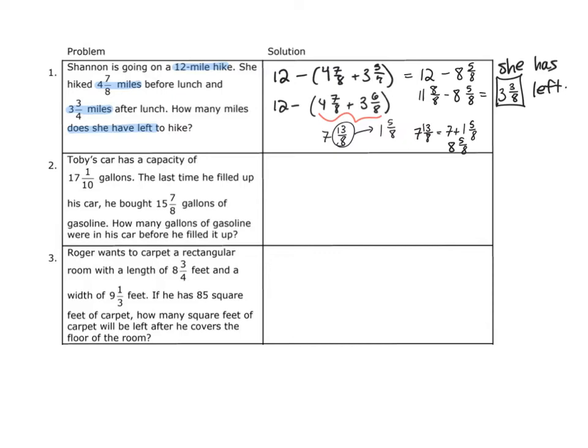So this next one talks about Toby's car. It says that Toby's car has a capacity of 17 1/10 gallons. The last time he filled up his car, he bought 15 7/8 gallons. How many gallons of gasoline were in his car before he filled up?